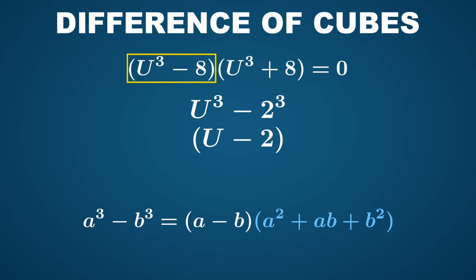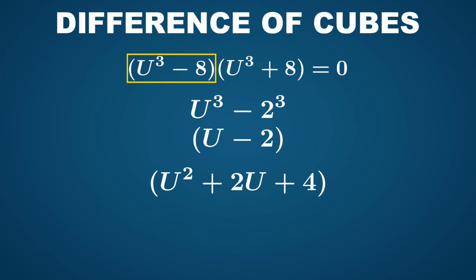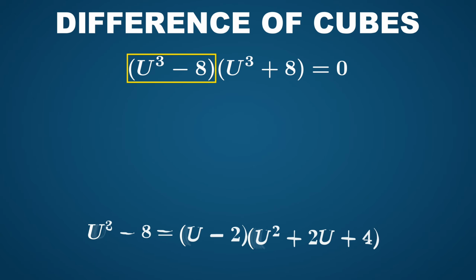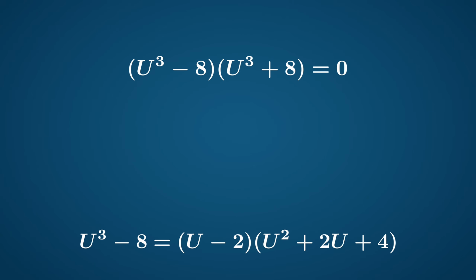The quadratic part squares the first, adds the product, squares the last. Squaring the first term u gives us u raised to the second power. Multiplying u and 2 gives us a middle term of exactly 2u. Squaring the second term 2 gives us a final constant of 4. So the quadratic factor is u squared plus 2u plus 4. That completely factors our first original binomial expression.